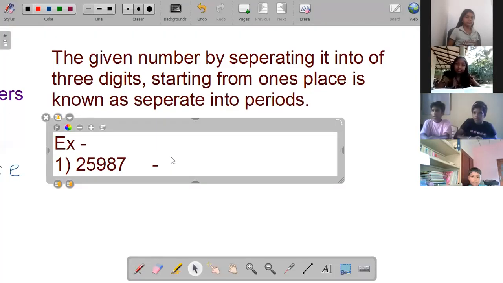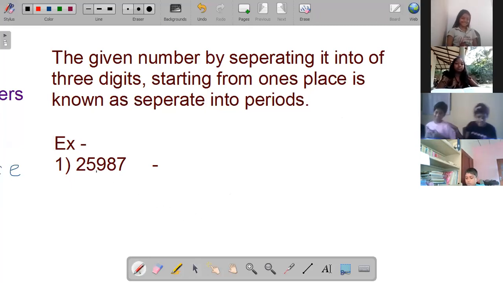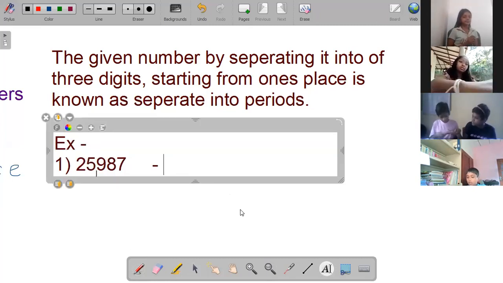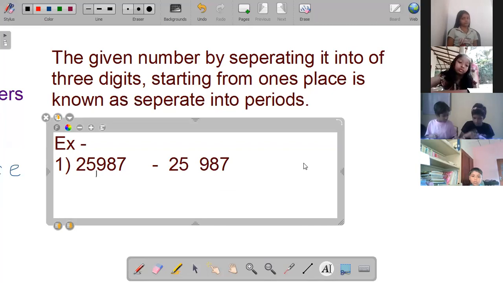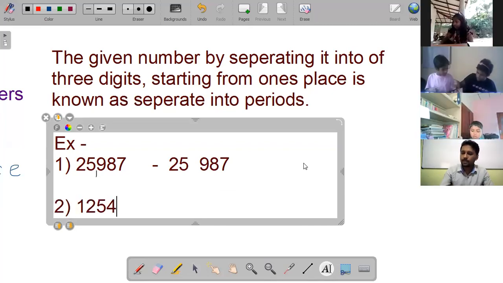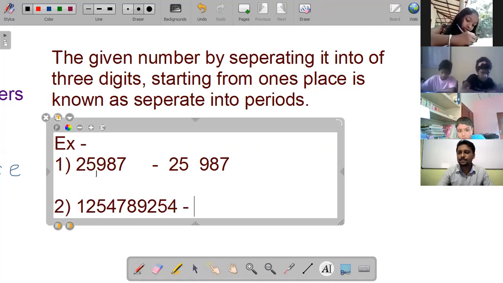Right, how do we write this one? I will write it, no? First you can put the commas. Okay, if you want, put the commas here. Right, like that, no? So there are two groups, no? We can separate into two periods. What are the two periods? First period 25, second period 987. Okay, second one. Right, can you write the answer?